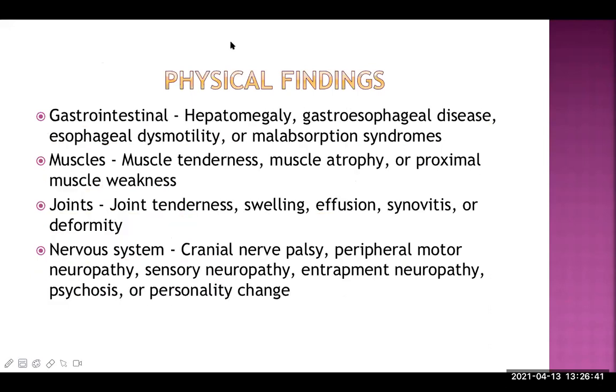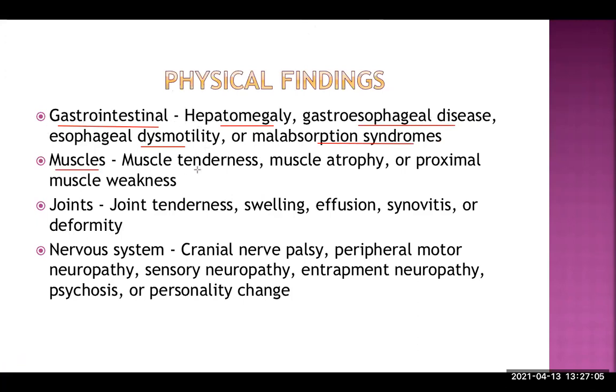Now in GI, almost the whole body is affected in connective tissue disorder. So in the GI system, what happens? There may be hepatomegaly, there may be gastroesophageal disease. One of the conditions is esophageal dysmotility. See here, it is written, or malabsorption syndrome. So this can be there in GI.